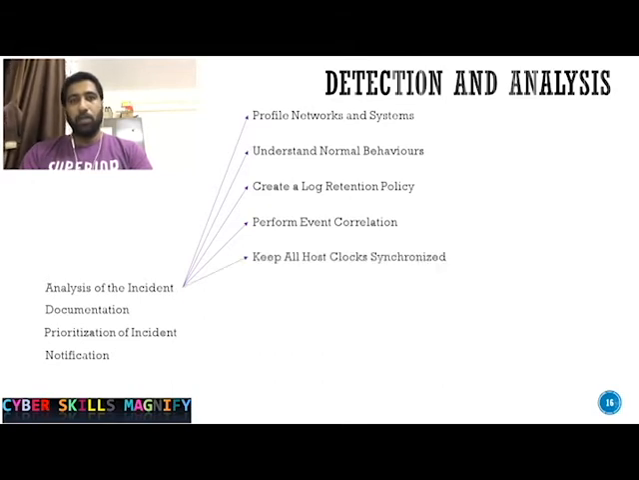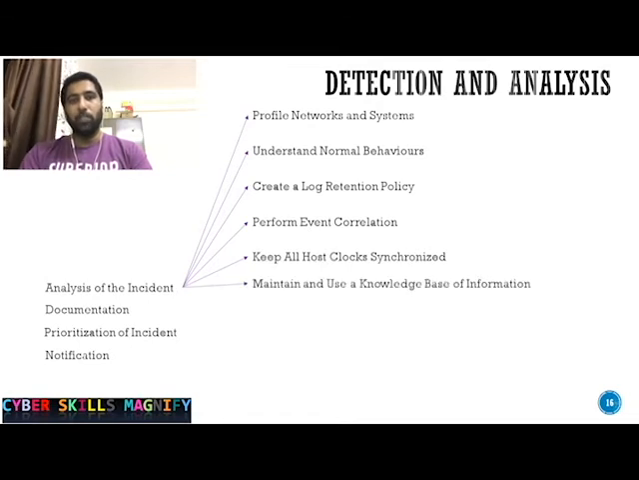Keeping all host clocks synchronized. Protocols such as Network Time Protocol (NTP) synchronize clocks among hosts. Event correlation will be more complicated if the devices reporting events have inconsistent clock settings. From an evidentiary standpoint, it is preferable to have a consistent timestamp in the logs.